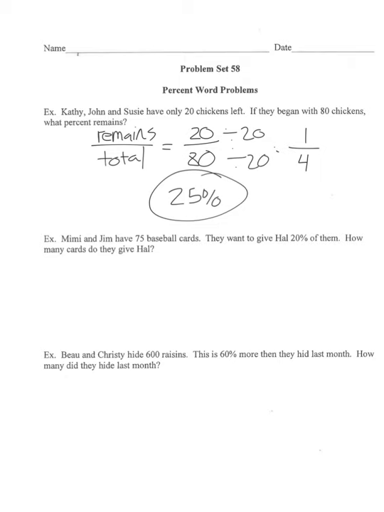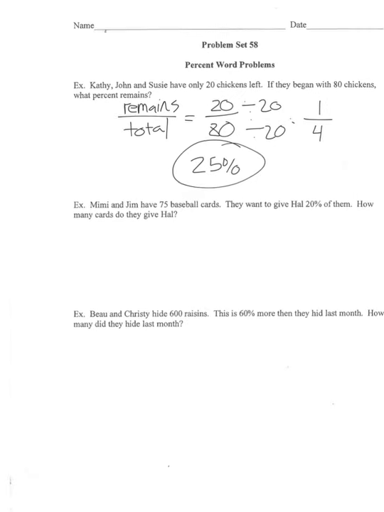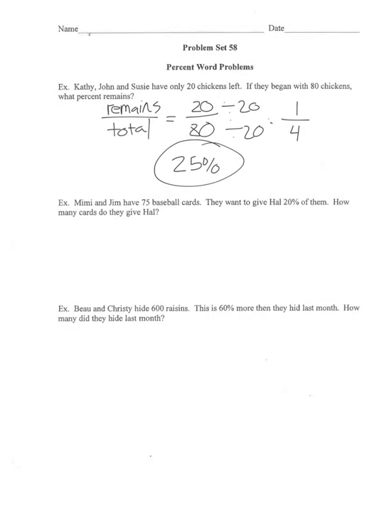Poor chickens. Baseball cards. Mimi and Jim have 75 baseball cards. They want to give Hal 20% of them. How many cards do they give Hal? Well, if you want to find a percent of a value, as in 20% of 75, a quick way to do this is to take the percent that you have, like your 20%, change it to a decimal by dividing by 100, which would leave you at 2/10, like so, and then multiply that 2/10 times your 75.